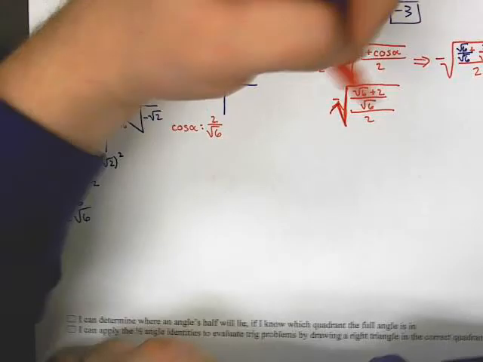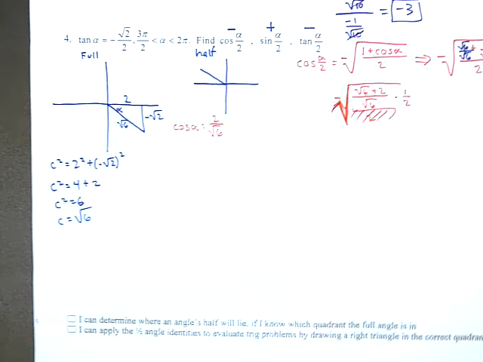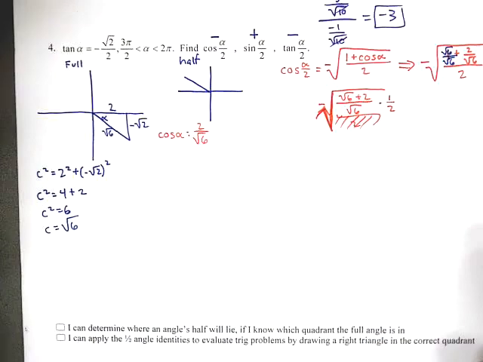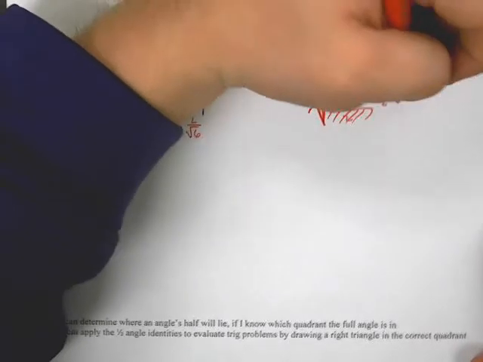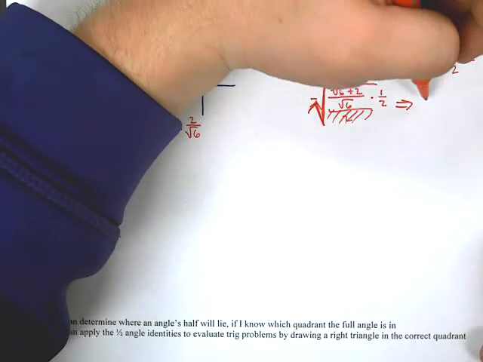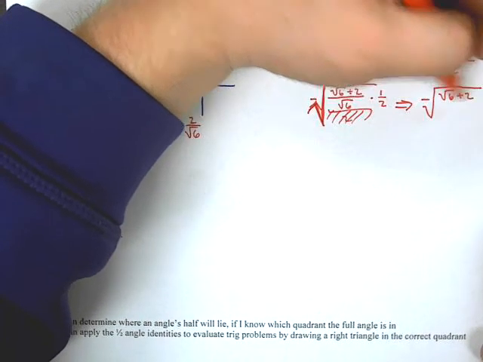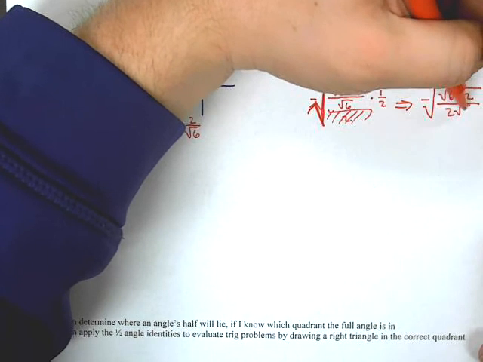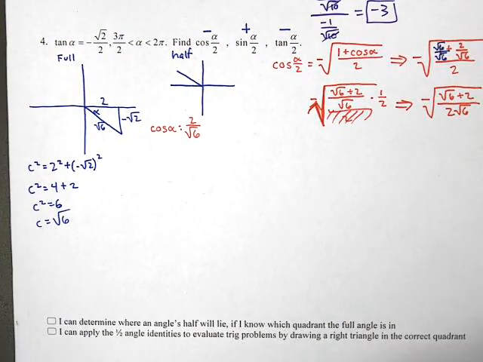But again, instead of dividing by 2, I'm going to multiply by 1/2. Alright, so that should turn into, let's see here, negative square root 6 plus 2 all over 2 root 6. And I'm trying to think, am I good with that? Yeah, I'm good with that, guys, okay?